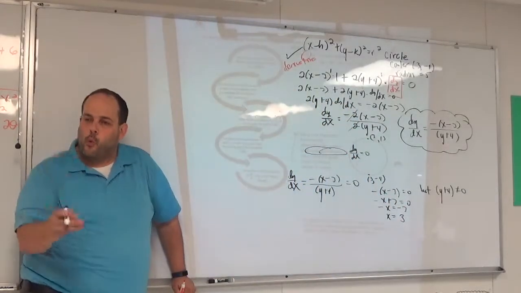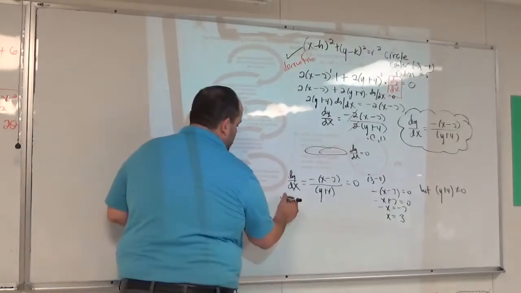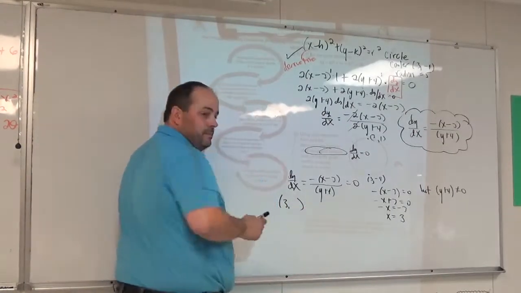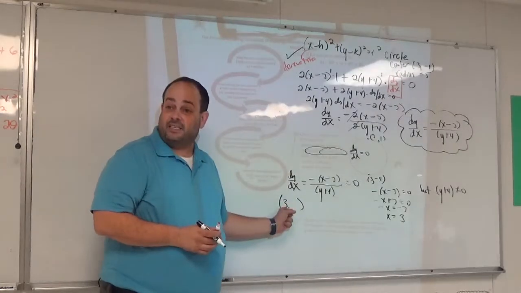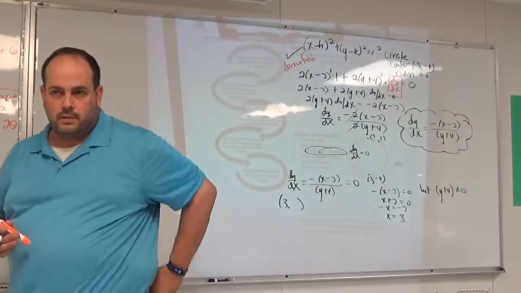I want the coordinates for the point or the points. Coordinates are always going to be like 3 comma something. I've got the x, I don't have the y. And you can't go to the graph.